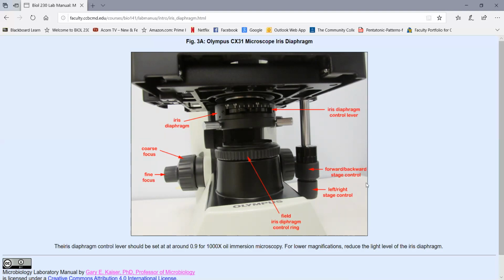And while we're looking at this diagram, these are the 2 focus or the 2 stage controls right here. So when you rotate this top one here, that makes the slide go forward and backwards on the stage. And when you rotate the bottom one, that makes the slide go left and right on the stage. And then we see our two focus controls. The large control is the coarse focus, the fine control is the fine focus.